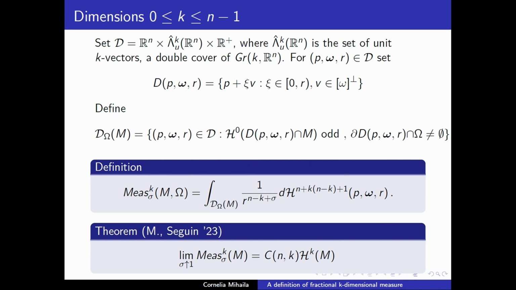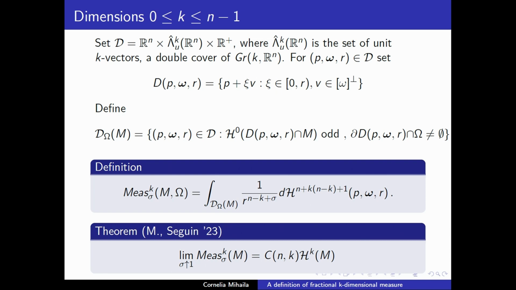Okay. And then once more, I would like this intersection with a disk to be odd, and I want it to not be too far away. So let's have a boundary point contained within omega. And so in the case where omega is really big and really contains my set M, we have proposed this definition for a k-dimensional measure. I should be honest, it's not technically a measure. I think it doesn't satisfy the additivity property, but it behaves like a measure in that you can use it to see how big things are.